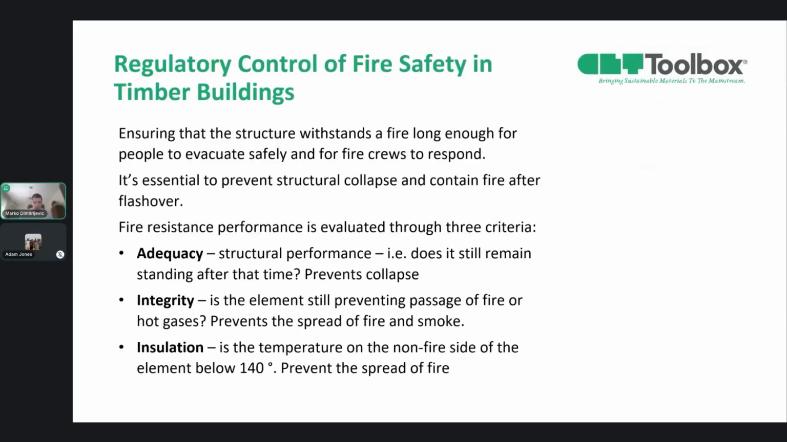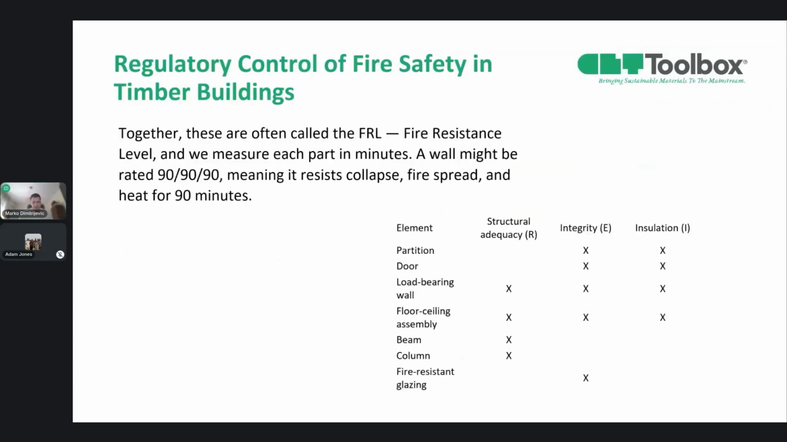So we have adequacy. Does the structural element remain standing after time, or is it preventing collapse? Then we have integrity. Is the element still preventing passage of fire or hot gases, which prevents spread of fire and smoke? And we have insulation. So is the temperature on the non-fire side of the element below 140 degrees? Together, these criteria are often called FRL or fire resistance level, and we measure each part in minutes.